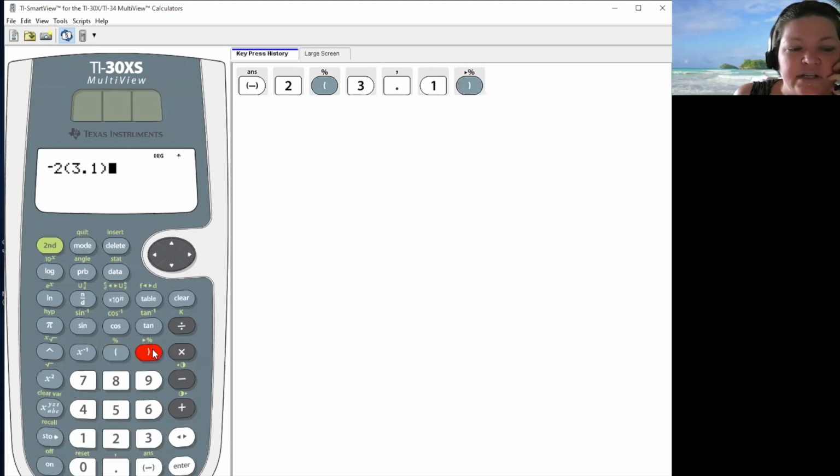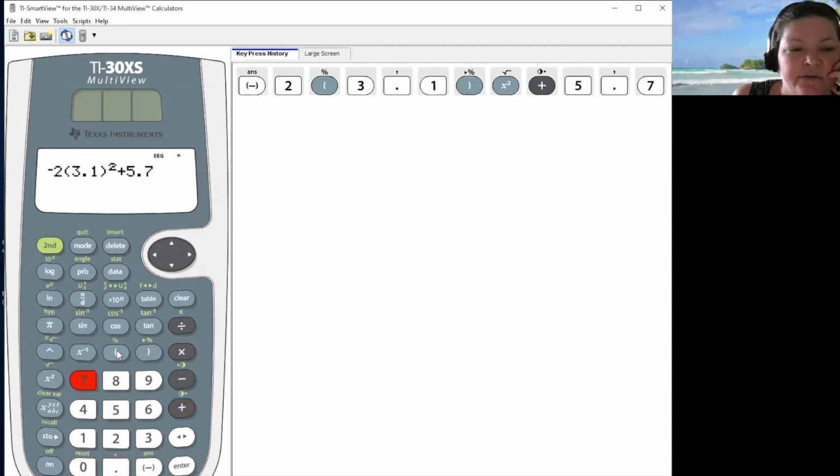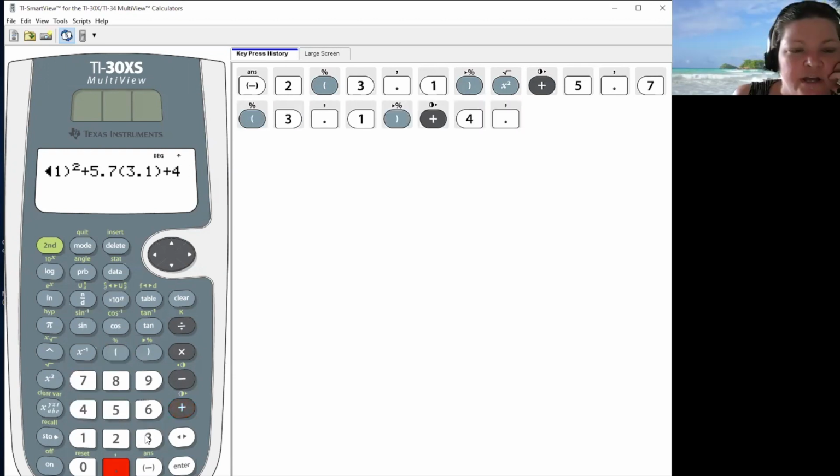We have parentheses. And then we had a square button. To type square on the GED calculator, there's two ways, but the easiest way is just to type the x squared button. So there it is, x squared, and you can see it gives me a little floating 2. And then we'll type plus 5.7, and again, we're timesing, and I can do that with my parentheses, 3.1, plus the final 4.3. And you can type the entire expression into your GED calculator and it will do the order of operations for you.